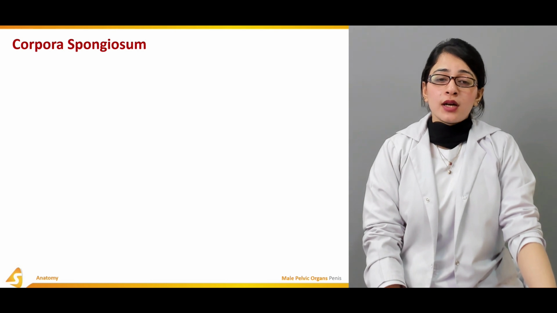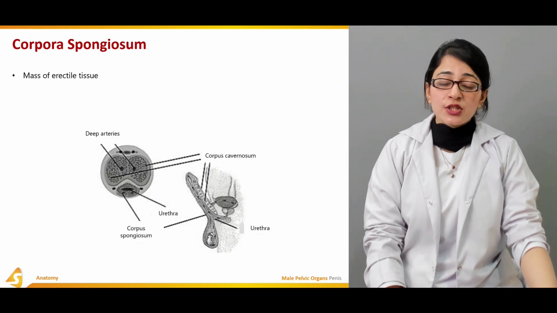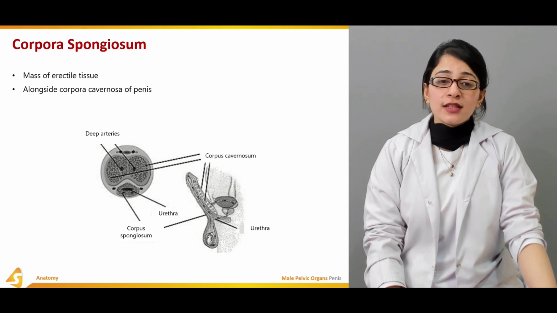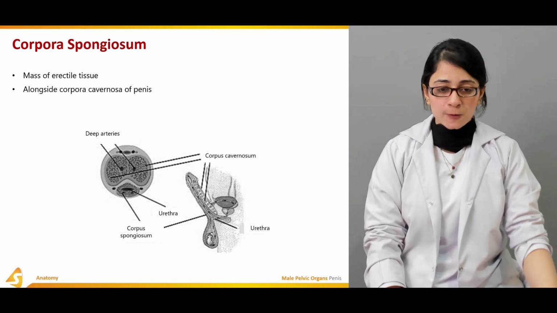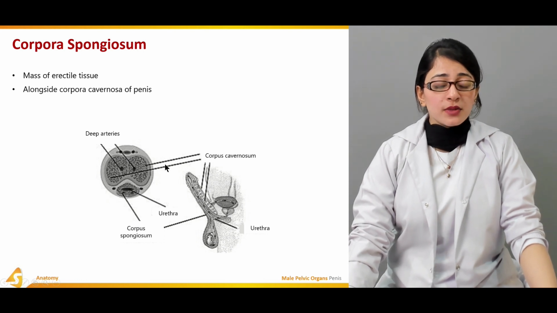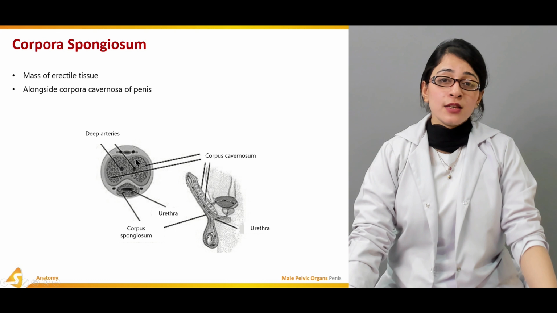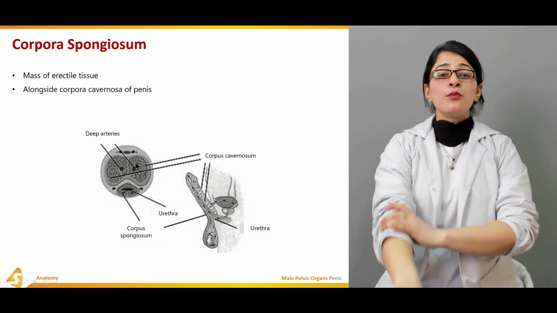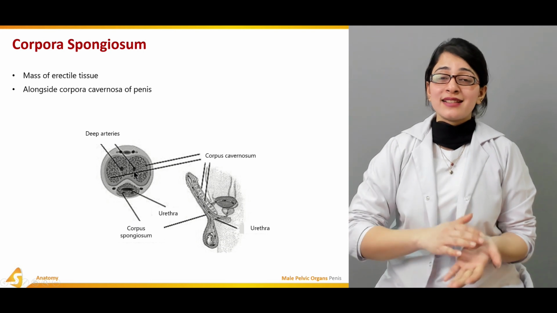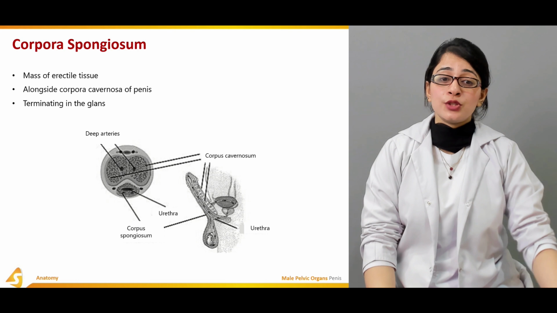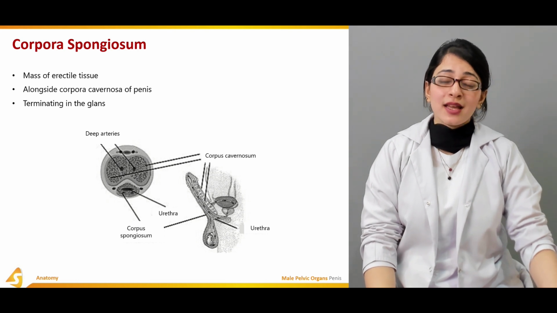The other corpora is the corpora spongiosum. It is a mass of erectile tissue present alongside the corpora cavernosa of the penis. This is the corpora spongiosum, and the superior masses are the corpora cavernosa. Both of them are masses of erectile tissue, helpful in the erection of the penis, and they terminate in the glans, which is the head of the penis.